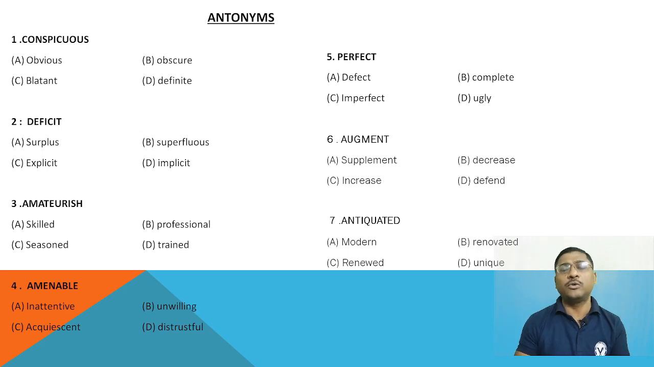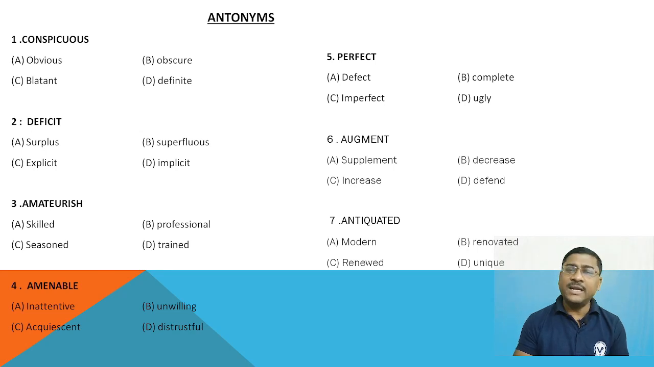Seasoned means one who has faced all kinds of situations, or one who can handle all situations. So we say he's a seasoned warrior, or he's a seasoned player. It means one who is an expert or professional. In that sense we use seasoned. Then amenable. Amenable means one who is willing to, one who agrees to, one who is friendly. So the opposite would be unwilling, one who is not willing to, right?